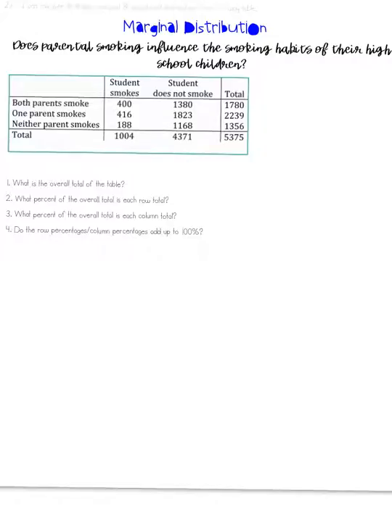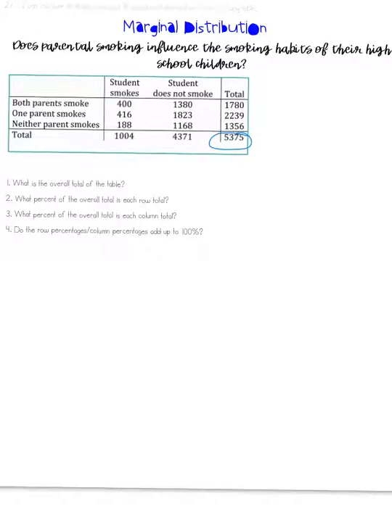So the first question is, what is the overall total of the table? We can see here that everything is out of 5,375 people. So I'm looking at how those 5,375 people fall into one of the variables. What percent of the overall total is each row?